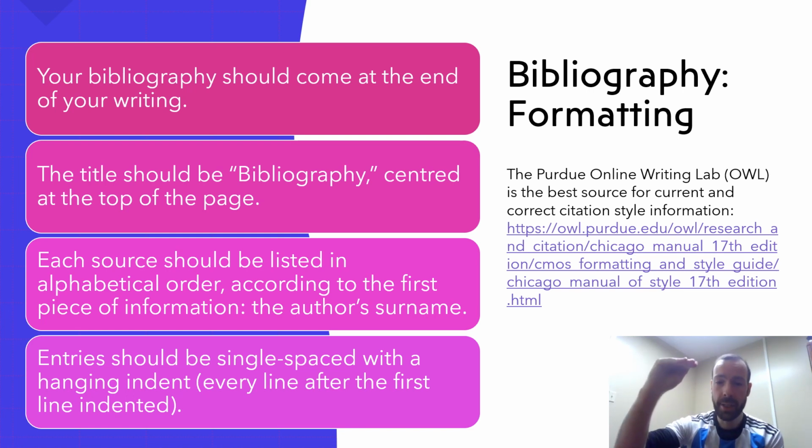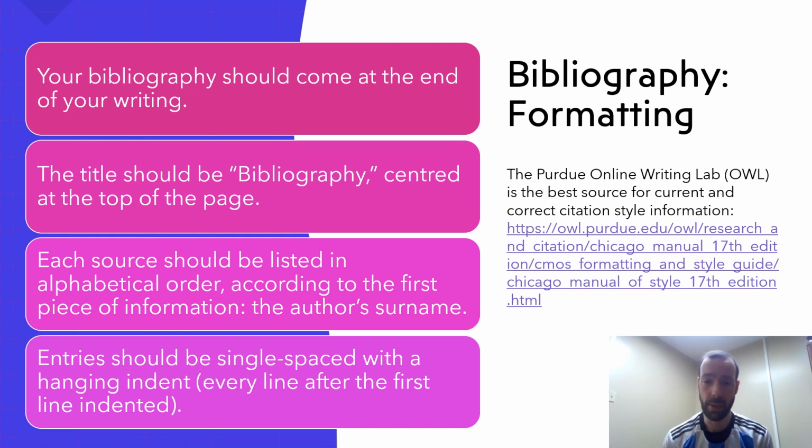On this page, you list all of the sources that you use for your writing in alphabetical order according to the first piece of information, which is the author's surname. Each entry is single-spaced. It has a hanging indent, which means every line after the first line is indented, and you will leave a blank line in between each entry.